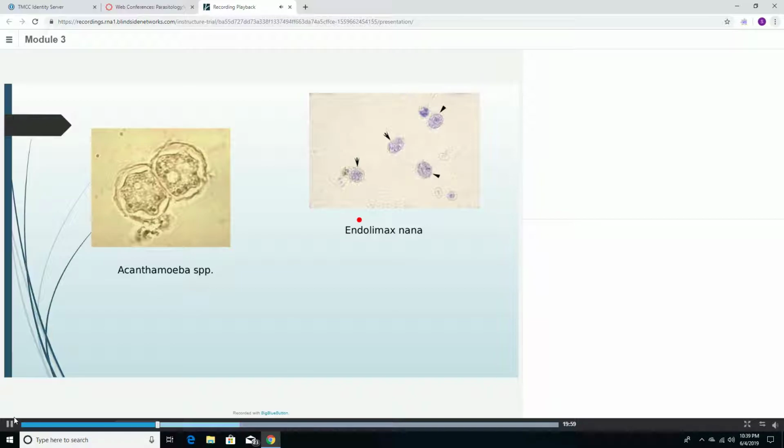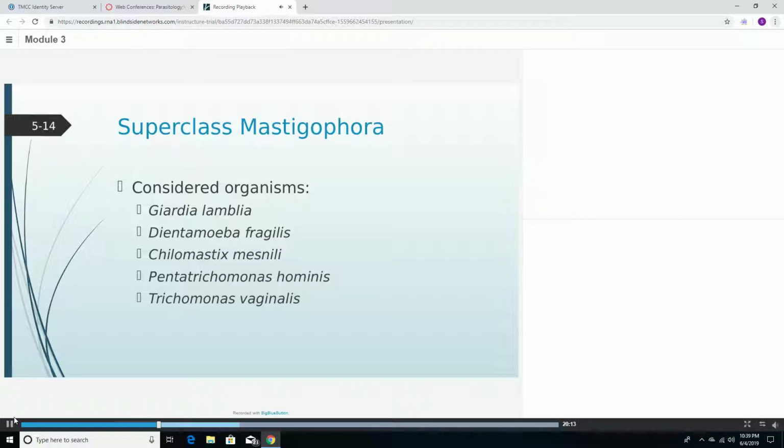So just please take some time to review these pages and get a good look at the description of these organisms so that you are able to recognize them and eventually someday help diagnose infections.